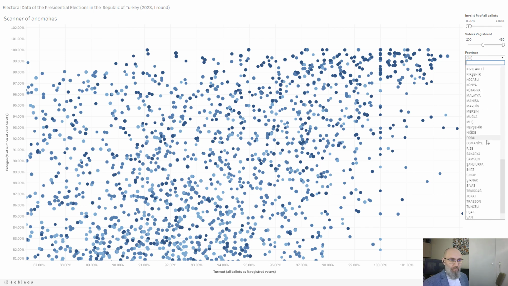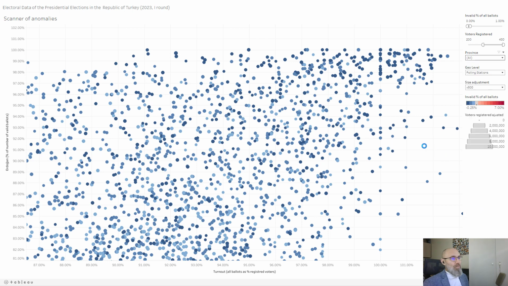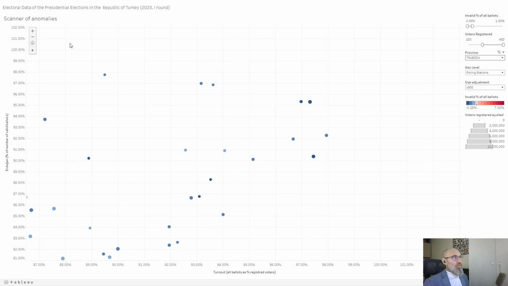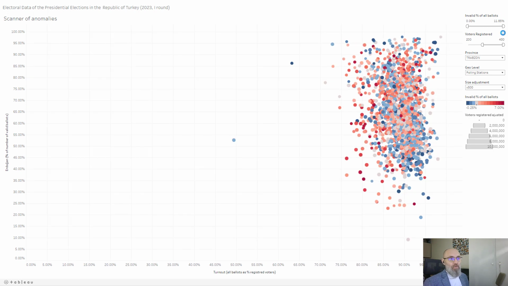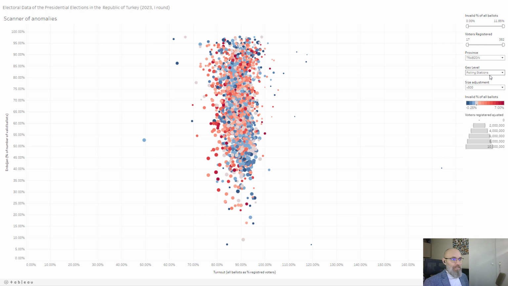Let's travel to province Trabzon. Let's look at what was there. Now I'm going to remove everything. I'm going to remove this zooming in. I'm going to remove these filters. I'm going to look at the province as it is.